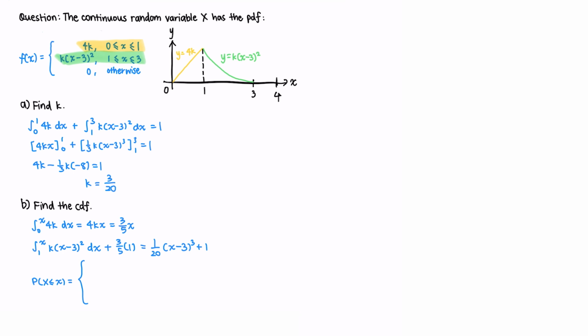Now let's find the CDF. The CDF, again, will be a piecewise function. We know that the probability, or the area under the curve over here, when x is less than 0, is just 0. So we can write this here. Then for x between 0 and 1, we know that this has to be 3/5 x. And then we'll get this over here when x is between 1 and 3. And finally, when x is beyond 3, we know that the total area under the curve is just 1. And this right here will just be your CDF.